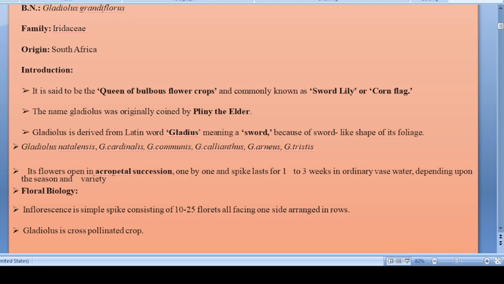It is also called queen of flowers or queen of bulbous flowers, and it is called by various names like cornflag or sword lily because of its attractive or elegant flower arrangement. That is the main reason why they have given it the name queen of bulbous flower crops.